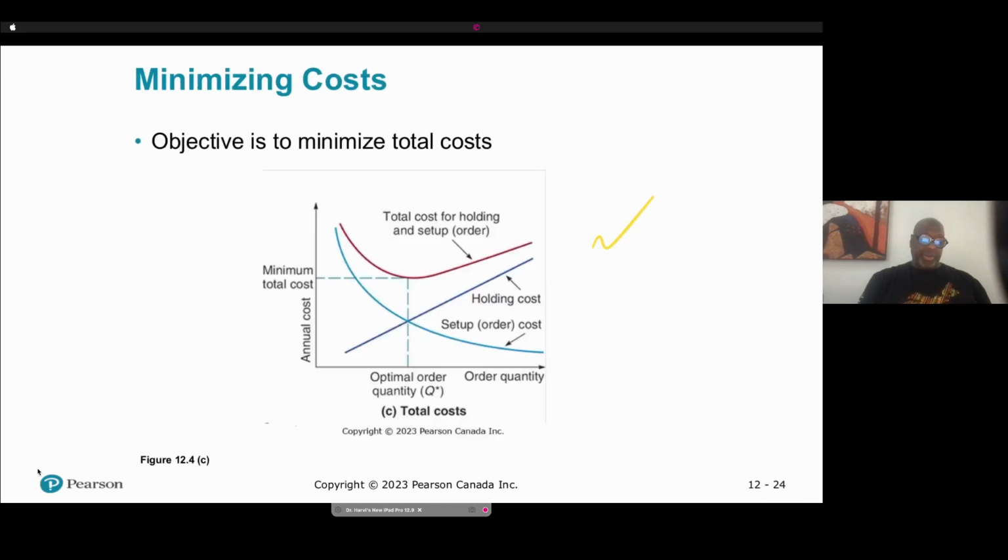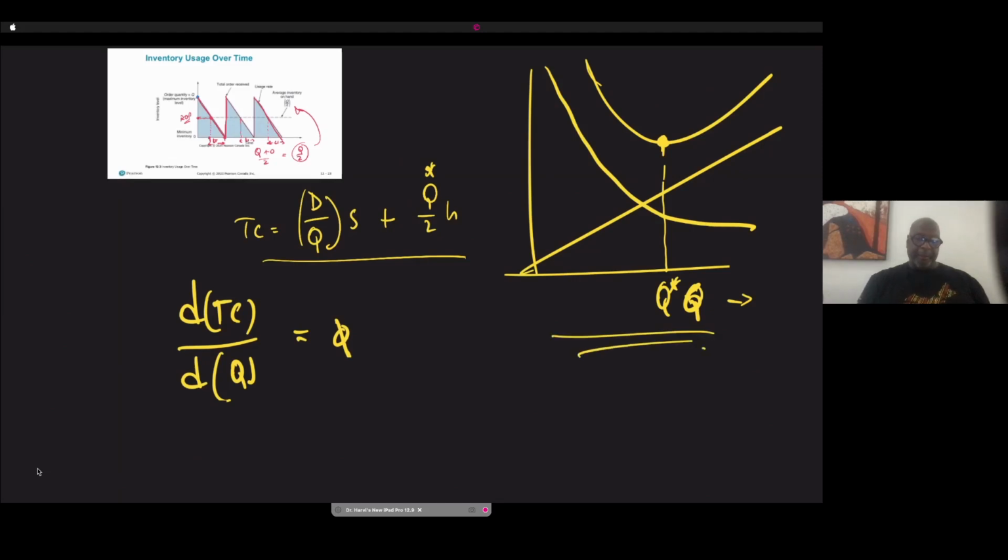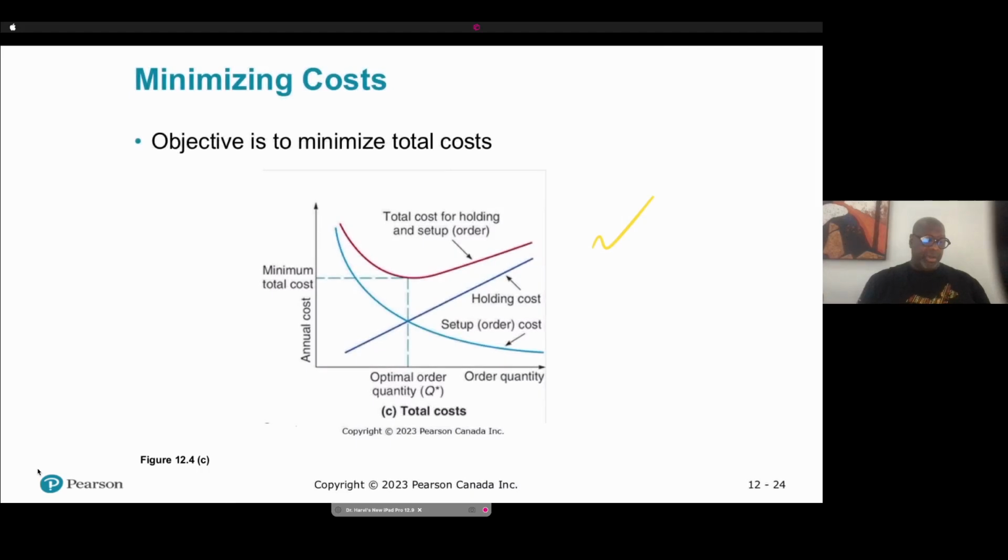So this is what the graph looks like that I just showed you. So this is cost. And as you can see, the setup cost per unit decreases as your order quantity increases, but your carrying cost actually increases. All right.